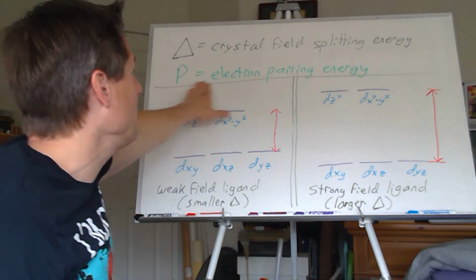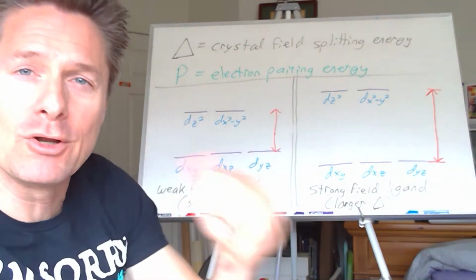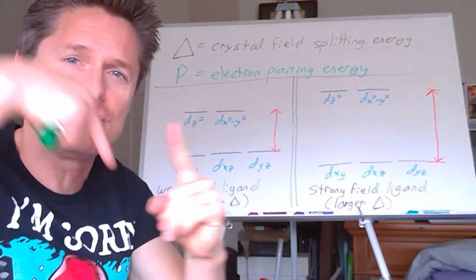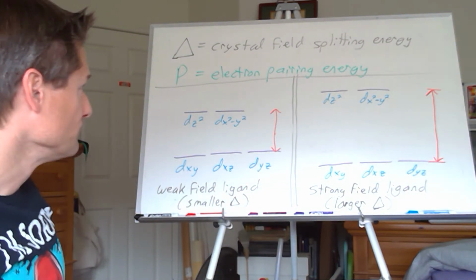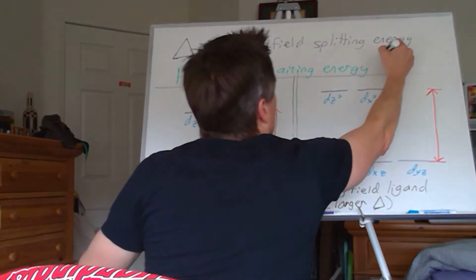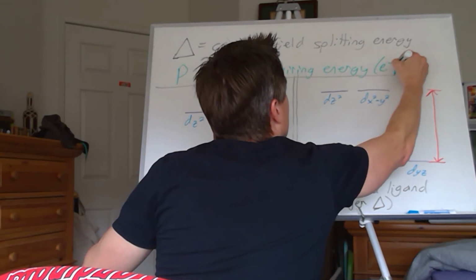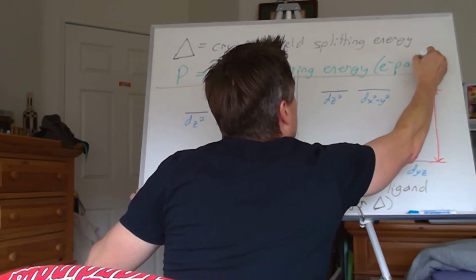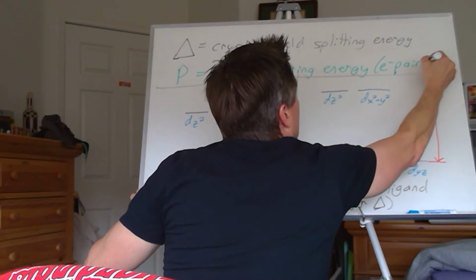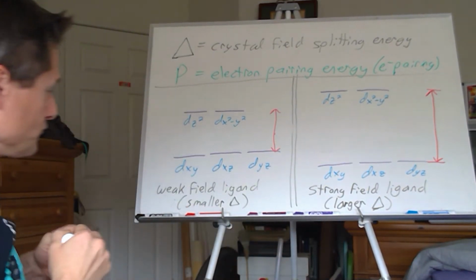And then capital P is the electron pairing energy. We're going to look at that in a second. That's the energy it takes for two electrons to pair up in an orbital. All right, so we can kind of put electron pairing energy in an orbital.